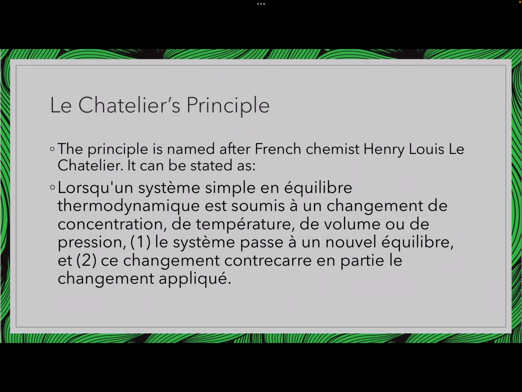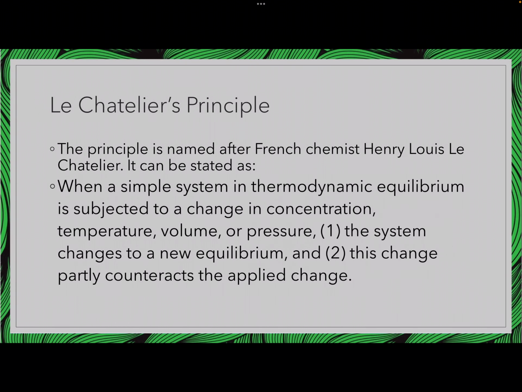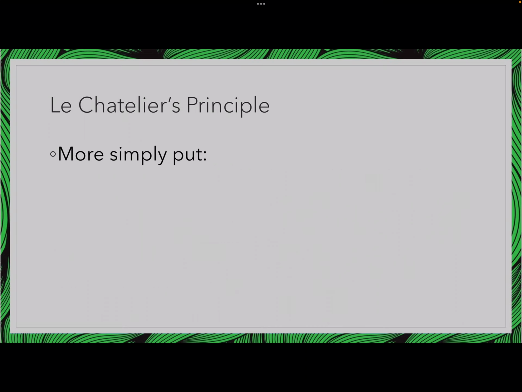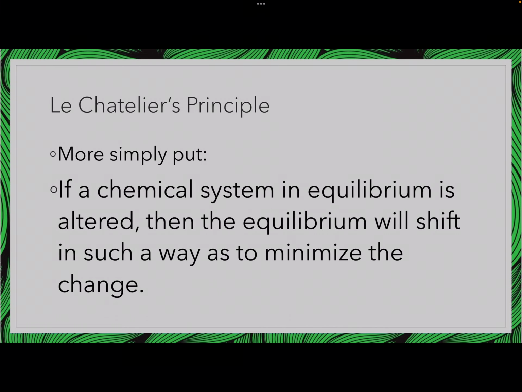Now, Le Chatelier's principle. The principle is named after French chemist Henri-Louis Le Chatelier, and it can be stated as: when a simple system in thermodynamic equilibrium is subjected to a change in concentration, temperature, volume, or pressure, the system changes to a new equilibrium, and this change partly counteracts the applied change. That's the fancy way of saying if a chemical system in equilibrium is altered, then the equilibrium will shift in such a way as to minimize the change.